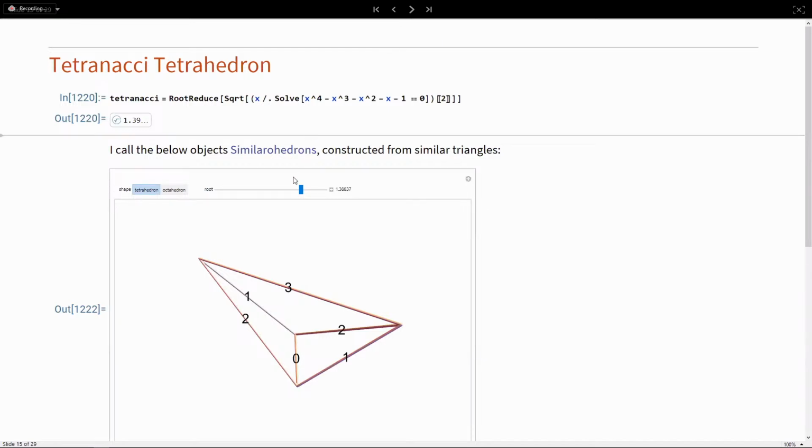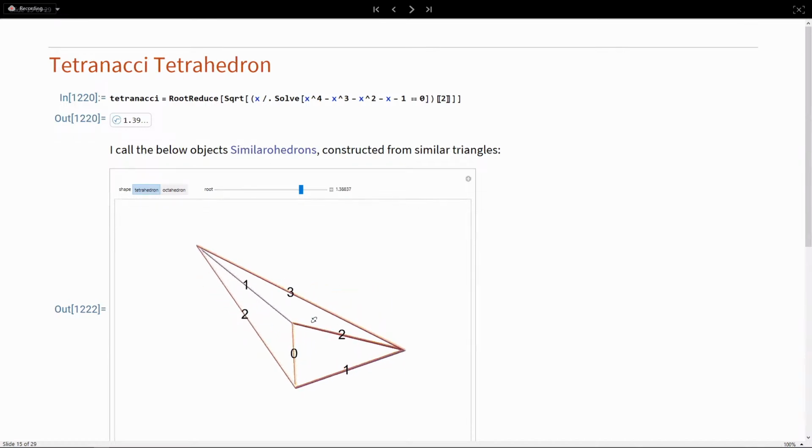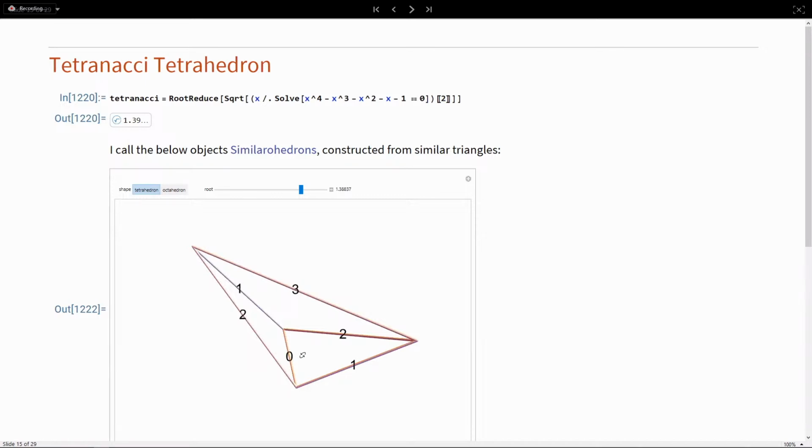Here's another special tetrahedron. These values are powers of a given root. For this one, I've picked the root, which is the square root of the Fibonacci constant, 1.39 or 1.38837 and so on. So the Fibonacci constant to the power of 0 gives this edge length, power of 1 gives this edge length, the power of 2 gives this edge length, and the power of 3 gives this edge length.